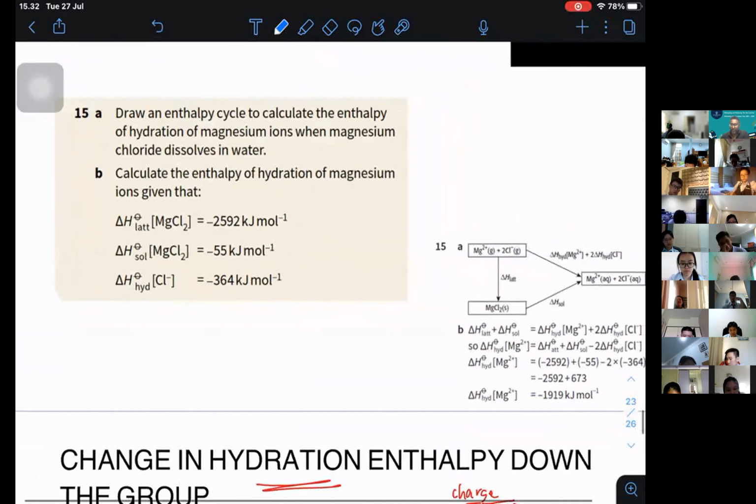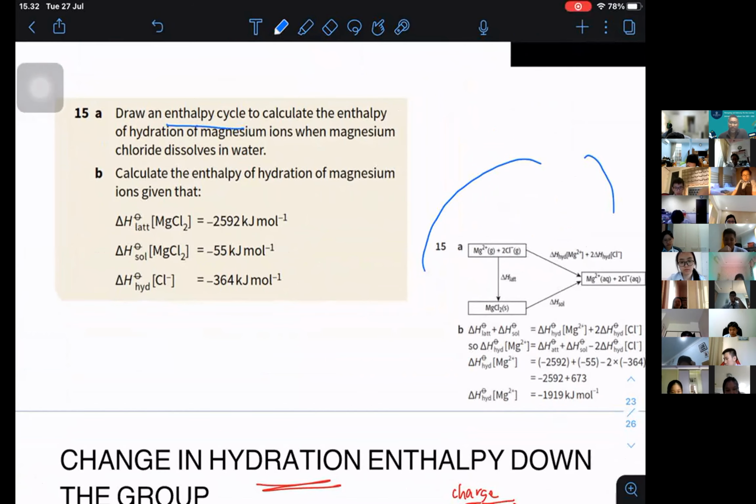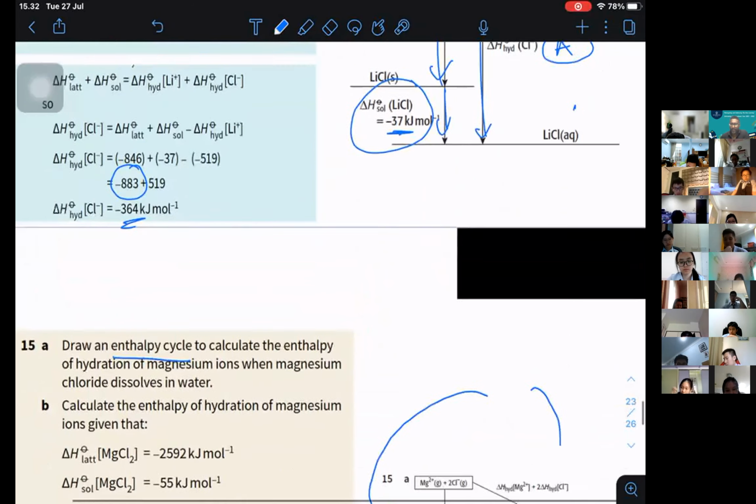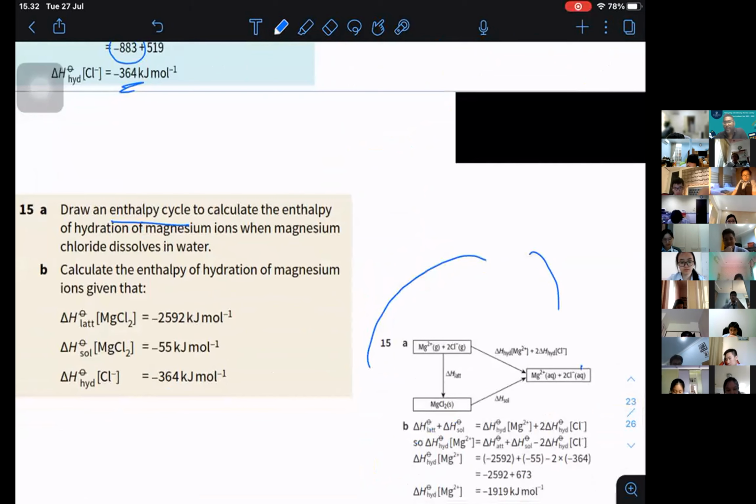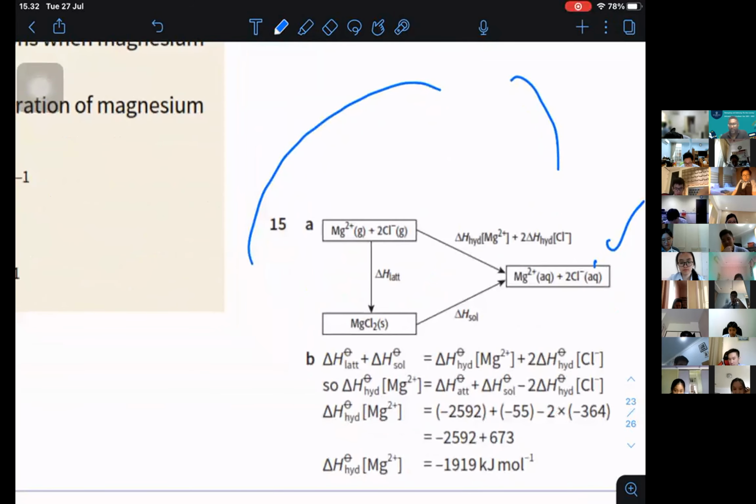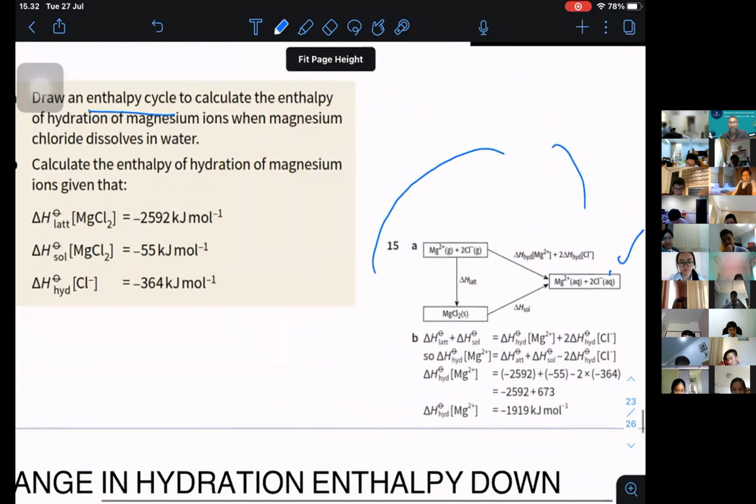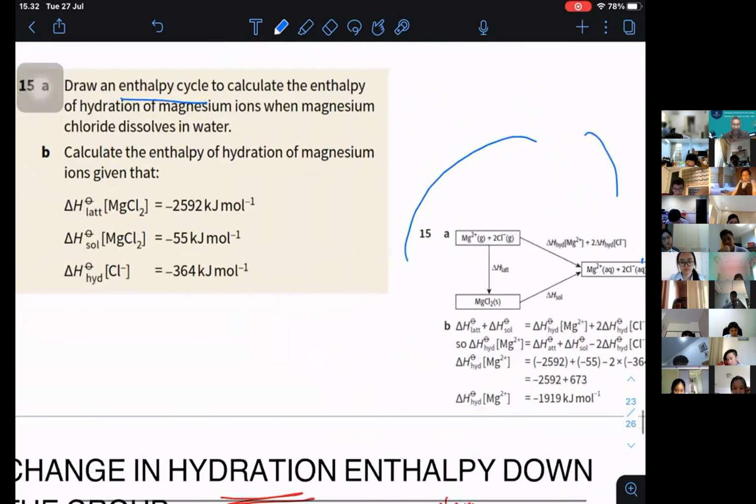So this one they showed using the cycle. Why is this also important? Because they will ask you to draw an enthalpy cycle. If it's a cycle, you don't draw this one, you draw this type. So if it's a cycle, draw that, and then they ask you to calculate. Of course, they ask you to draw, so it means they want you to use this method. But if you don't want to use that method, also fine. We know the hydration is negative 364. If you put it in your mind, on the right, negative 364.